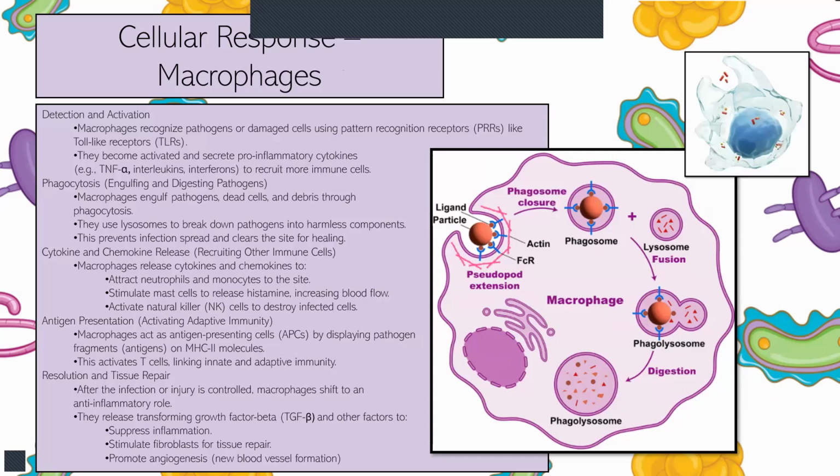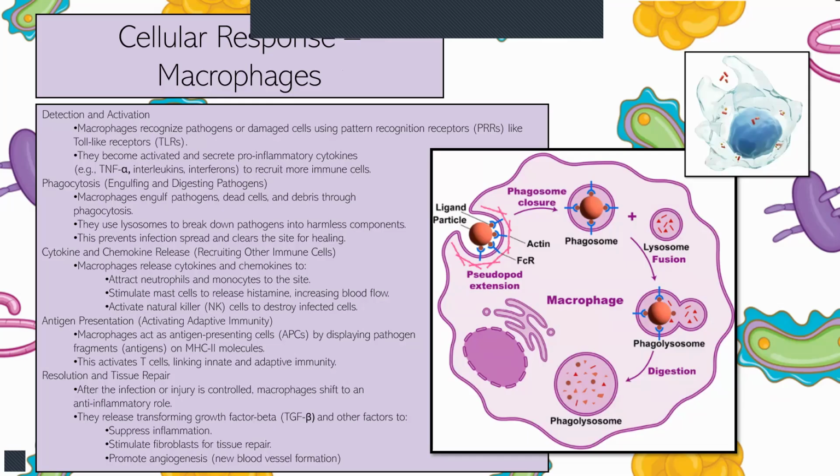Macrophages are specialized white blood cells that patrol the tissues, constantly scanning for signs of trouble. The moment infection or tissue damage is detected, macrophages leap into action, setting off a cascade of immune responses. At the site of injury, macrophages release pro-inflammatory cytokines like tumor necrosis factor alpha, interleukins, and interferons.